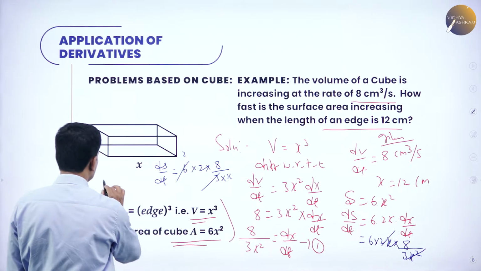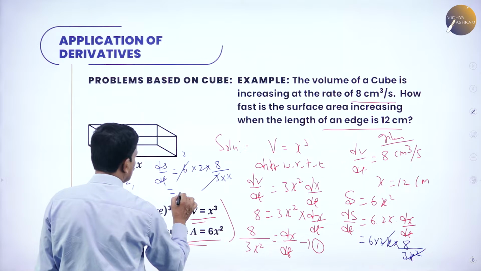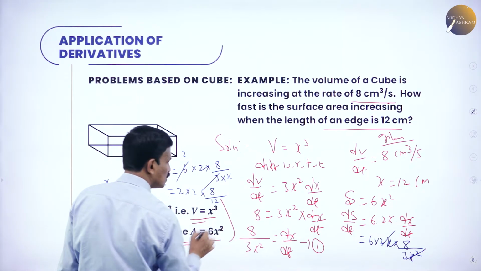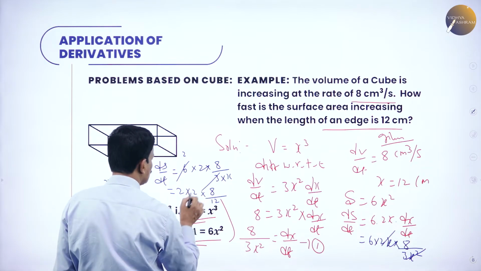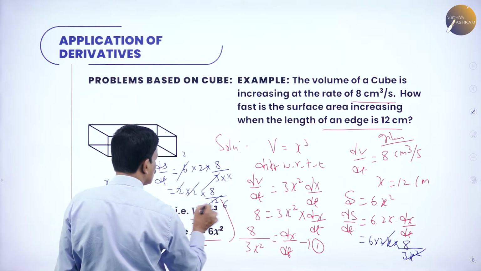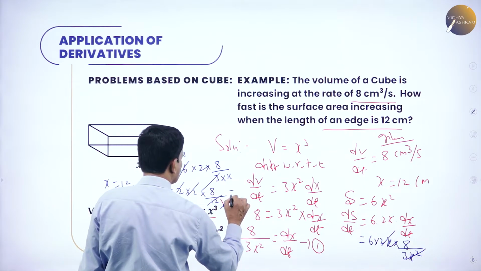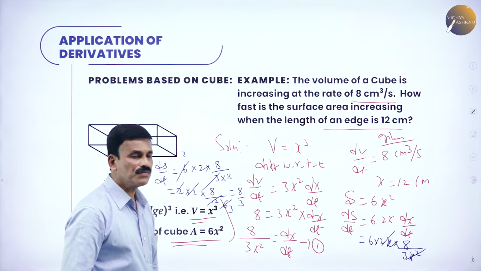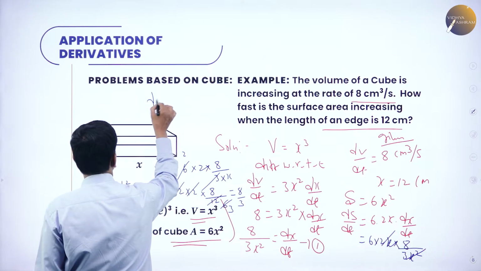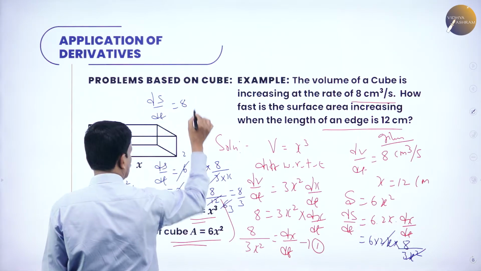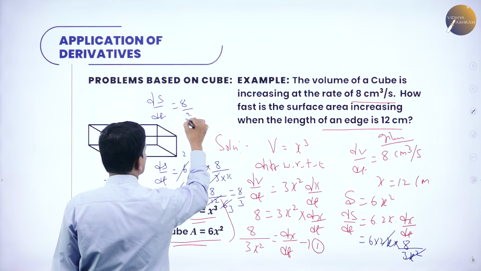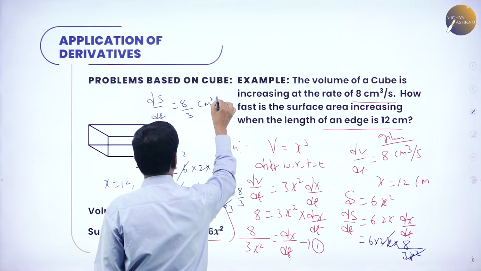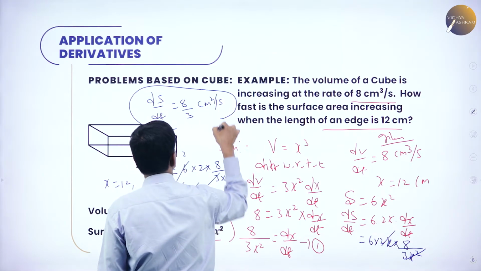Put x is equal to 12. If you put x is equal to 12, you will get 2 into 8 divided by 12. So cancel this. This is nothing but 2 sixes, again 2 threes. So that is equal to 8 by 3. That's it. 8 by 3. Okay. So therefore the change in surface area is given by dS by dt is equal to 8 by 3 centimeter square per second. That's it. This is the surface area.